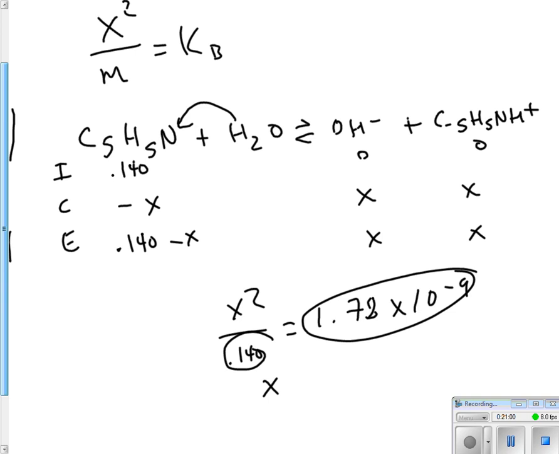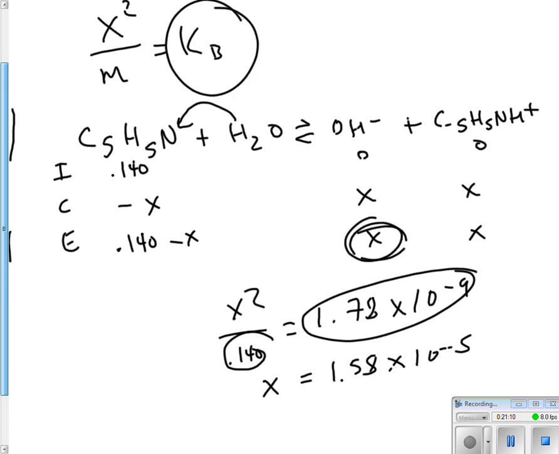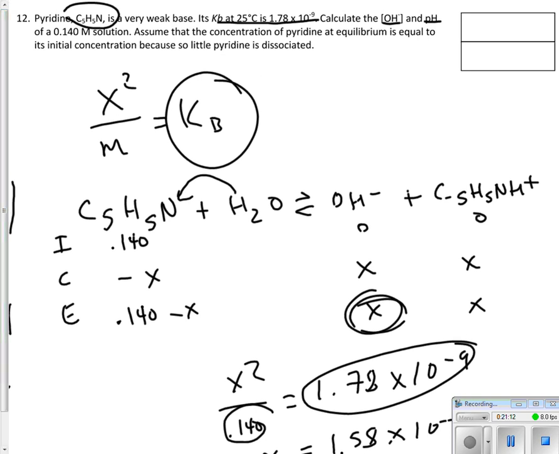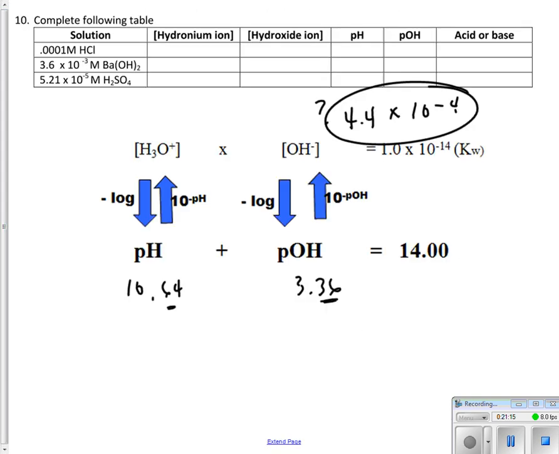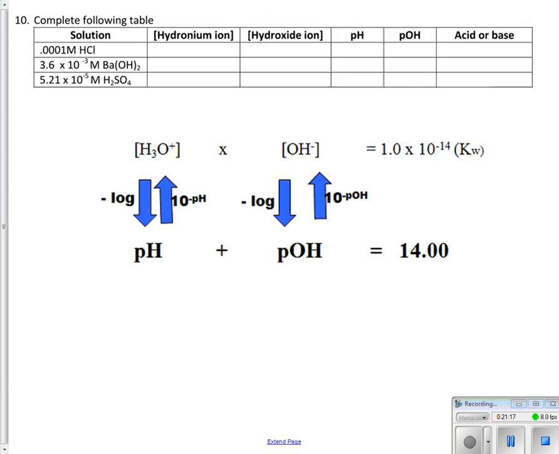Since this is Kb, X is always going to be OH. So I found my OH. Think about pH land. On all these problems, a lot of times when they ask you for pH, if I know this is 1.58 times 10 to the negative 5th, take the negative log of that, so I got negative log, boom. I'm going to end up with 4.802. Then I'm going to subtract that from 14. Bam, and I get my pH.